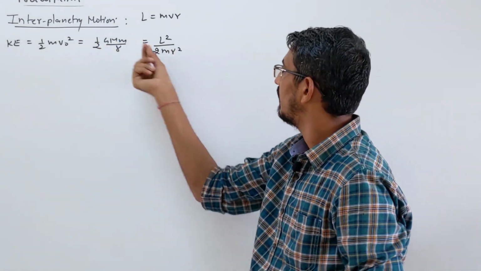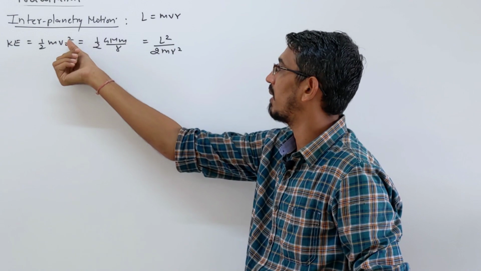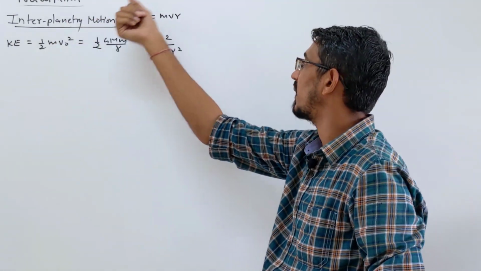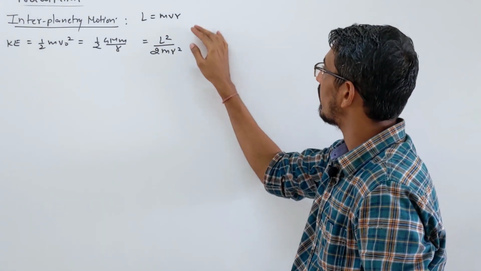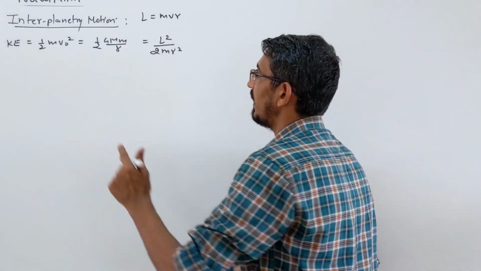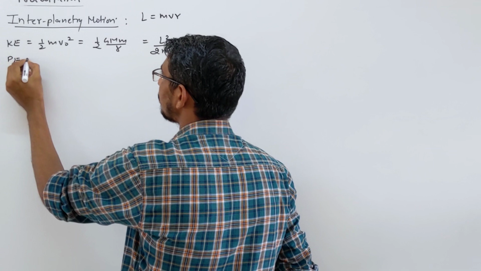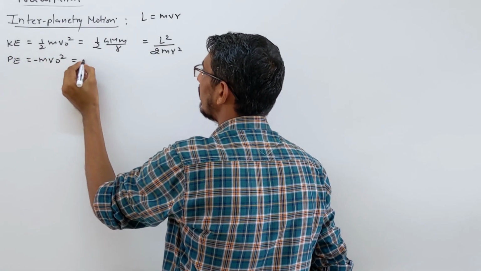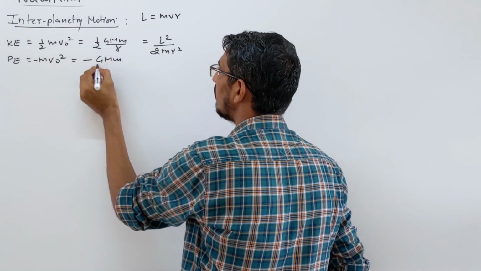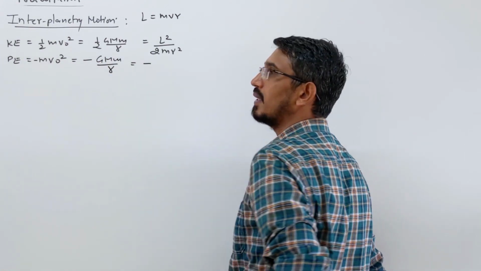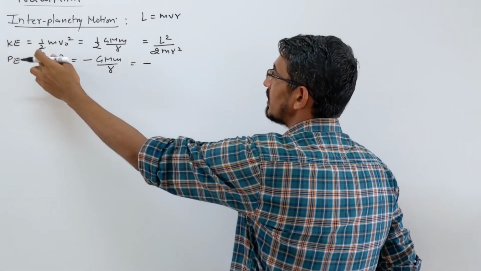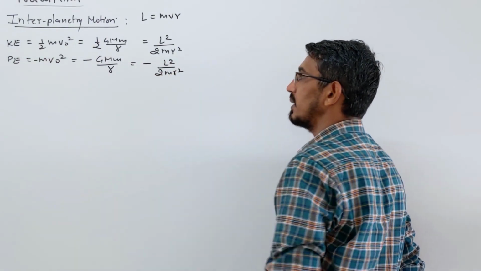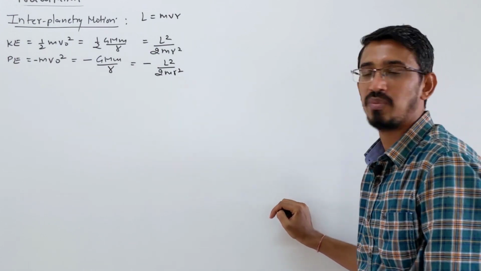Listen carefully to what I did. This term m r square I multiplied on top, I divided it here. So on top you get m square, v square, r square, that becomes angular momentum square. So L square upon 2 m r square. In the same way, potential energy also you can write as m v naught square and negative always, or you can write minus g m upon r, or the same thing, only the 2 is not coming. So minus L square upon m r square, that is your potential energy in terms of angular momentum.